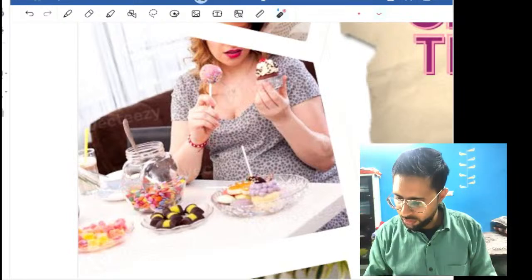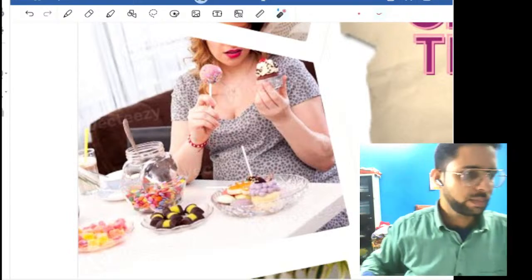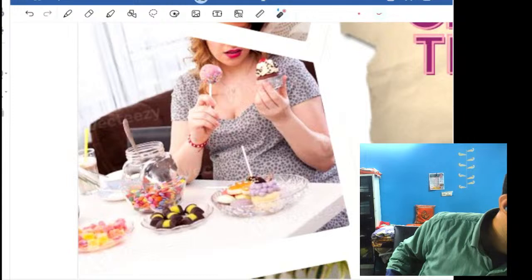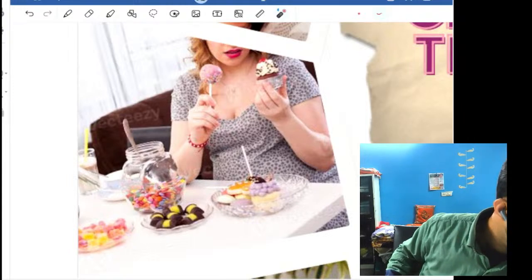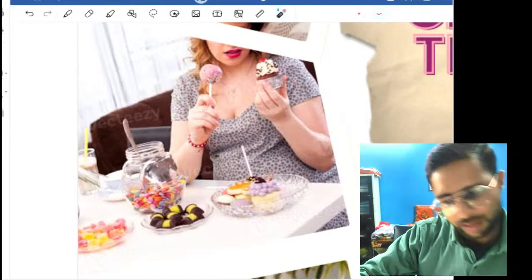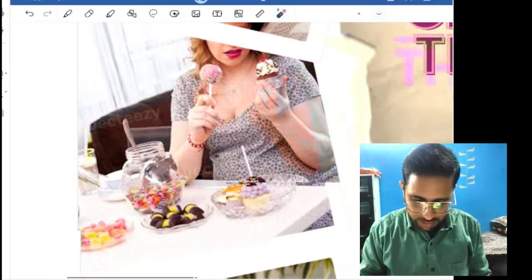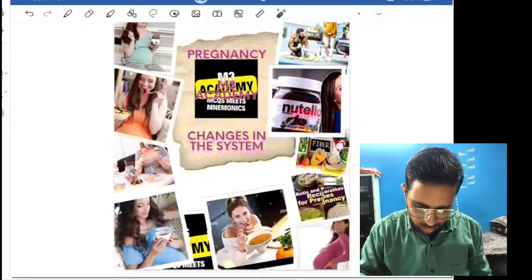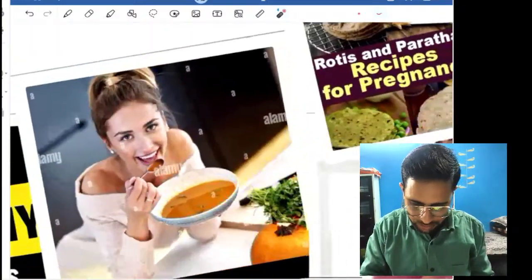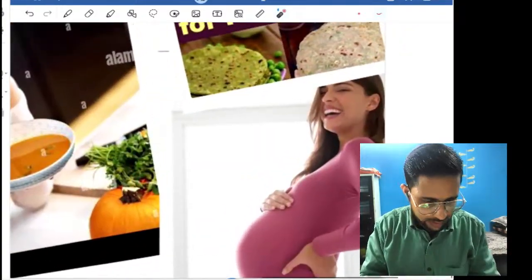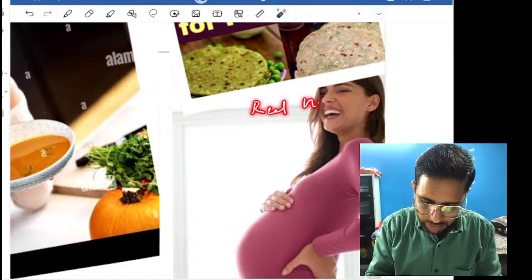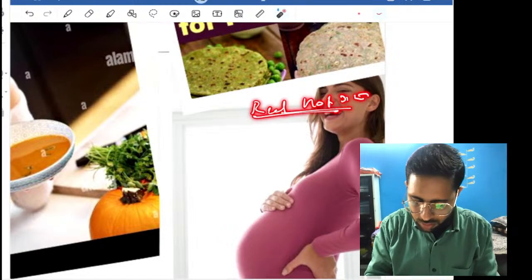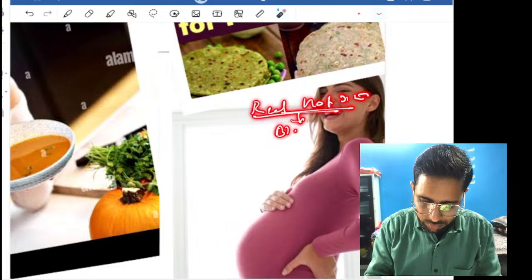The blood volume increases. We already revised the blood volume. Now this pregnancy is a red and hot state. See this girl. So pregnancy is a red and hot state, means the pregnancy is a garam, red and hot state. Red means the blood volume increases, blood flow increases. In this way you can remember the blood.